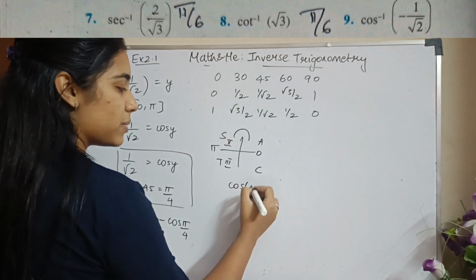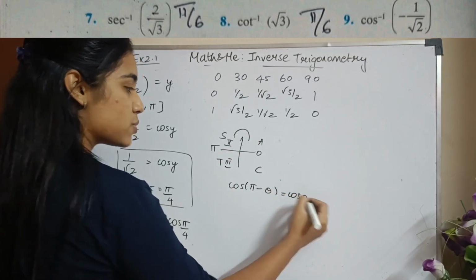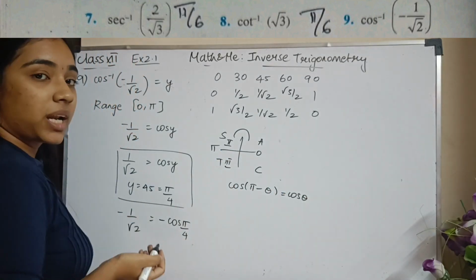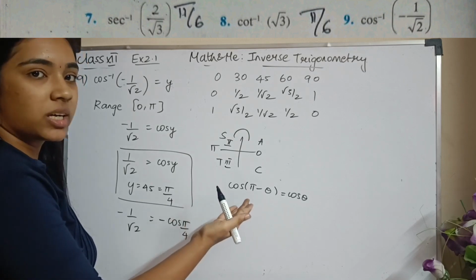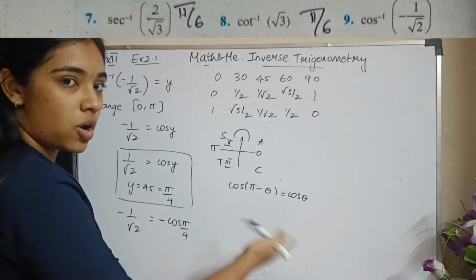How can my value be in my second quadrant? Pi minus theta equals cos theta. Please watch my trigonometry videos from class 11, okay, you'll understand this even more clearly. I have explained all this in more depth there. I'm rushing because you guys know all these formulas.